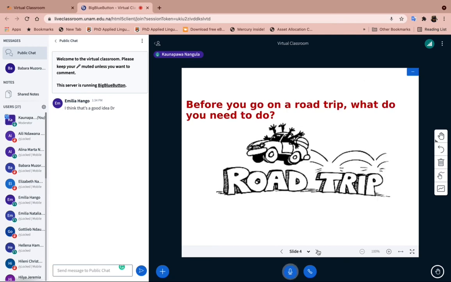Okay, quick question. Before you decide to go on a road trip, let's say you decide to visit areas starting from Windhoek to Oranjemund, and there are a number of towns. You have a road trip with your friends. What do you do before you get onto this road trip?